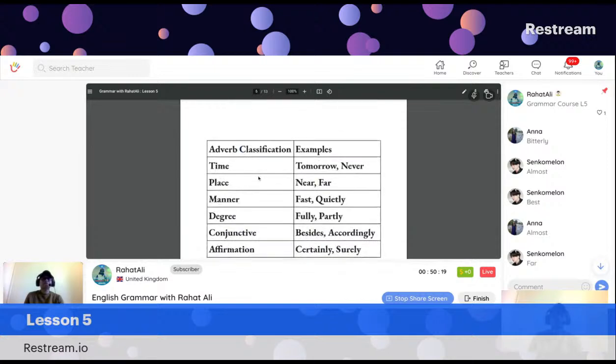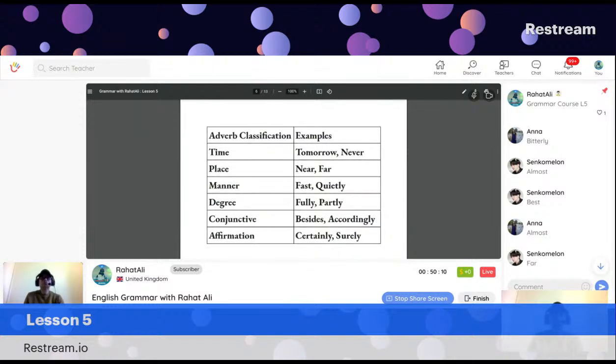Okay, so different grammarians have explained the classification of adverbs in different ways, but these are the most common that we use in our daily life. Adverb of time, like tomorrow, never, which is related to time.